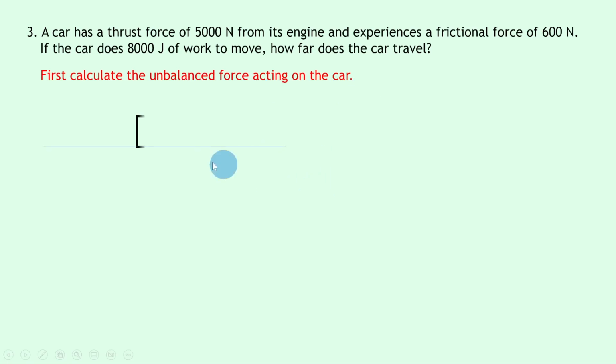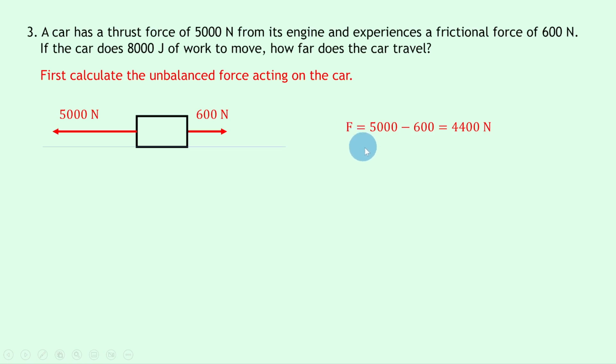So here's the road and here's our car, and let's say we've got our thrust force of 5,000 newtons to the left, and we've got a frictional force of 600 newtons to the right. And that means the car is moving to the left. Well, to find the unbalanced force in one dimension, we just need to subtract the 600 from the 5,000. So we have F, the unbalanced force, is equal to 5,000 minus 600, which gives us 4,400 newtons.